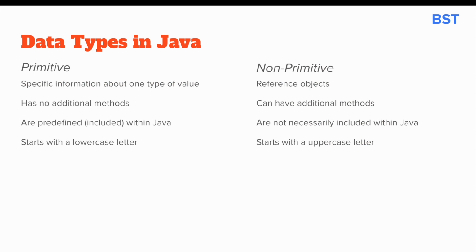There are two big categories, primitive and non-primitive. Primitive types are specific information about one type of value. They don't have any methods with them, and they're predefined within Java. The big key to recognize them is they always start with a lowercase letter. Non-primitive types, however, refer to objects that include more information or methods. They are built on primitive types, and they're not necessarily included within core Java. You usually can import them or create your own, and you can recognize them by starting with an uppercase letter.